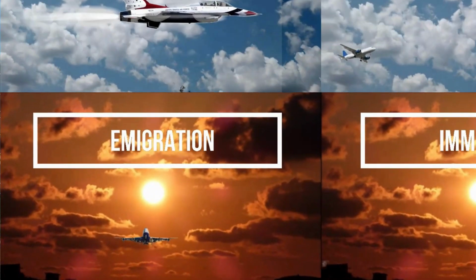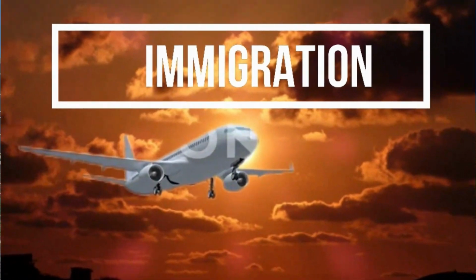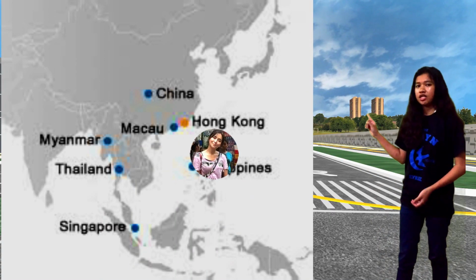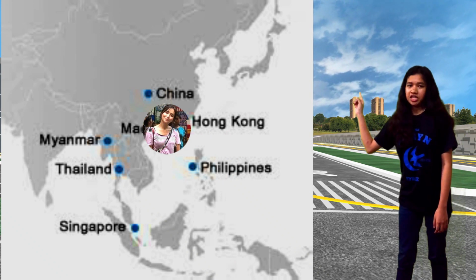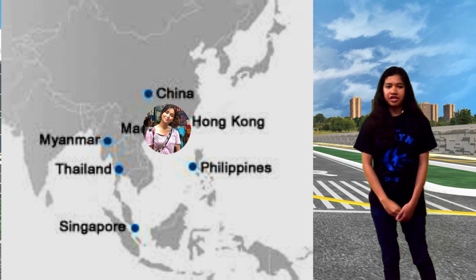Emigration is the leaving of one's country to move to another. On the other hand, immigration is the moving in from a country to a new one. So, if Joy is going out of the Philippines to enter Hong Kong, it is emigration. Entering Hong Kong from the Philippines is called immigration.